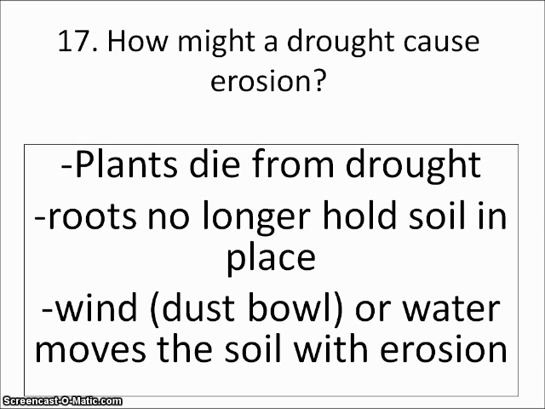Number 17, how might a drought or lack of rainfall for a long period of time cause erosion? Well, the plants can die from the lack of water in the drought, and then the roots no longer hold the soil in place, like Ms. Hames mentioned, and so as a result, the wind or water moves the soil through the action called erosion.